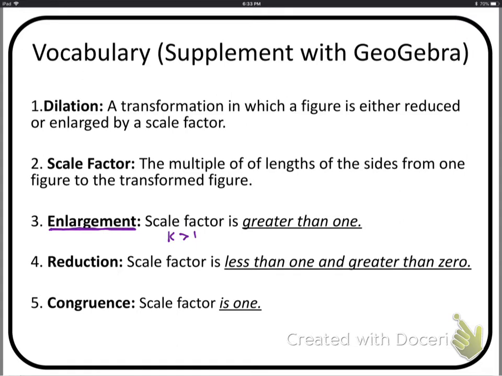A reduction is when k is less than 1. Of course, it can't be 0 or less than 0. And congruence, that means nothing changes. The scale factor is the same. It is when k is equal to exactly 1.